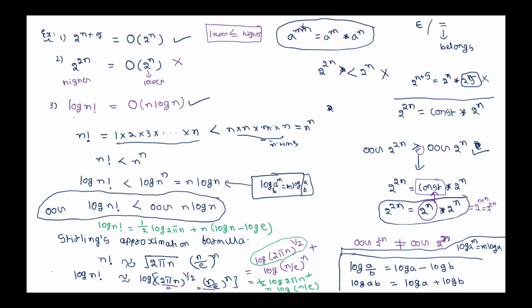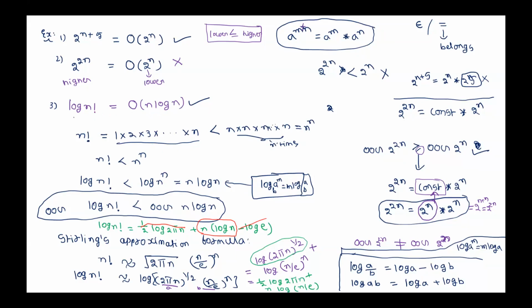Now you tell me, what is its order of growth? It is n log n. What are the smaller terms here? 1 by 2 log 2 pi is smaller, and log e is smaller. So the highest term here is n log n. That means its order of growth is n log n. In fact, they have the same order of growth here. Is that correct?